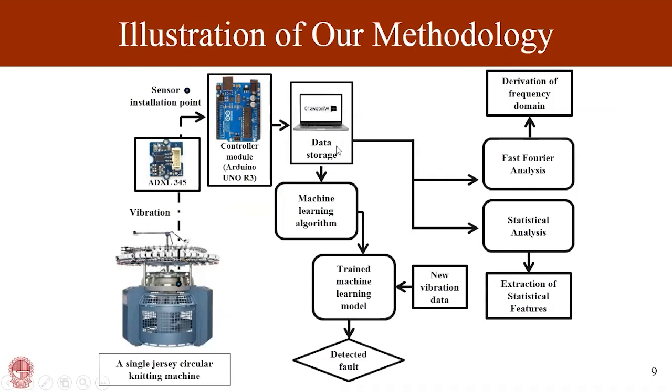And after preparing and storing our data set, we first conducted fast Fourier analysis, which gives us the machine frequency during different faults. And we also did statistical analysis to extract different statistical features from our data set. From these two analyses, we actually detected that the vibration does really change during the machine fault. So after determining that, we applied our data set to 8 different machine learning algorithms. We trained the model, and after that, we evaluated our model using tenfold cross validation.